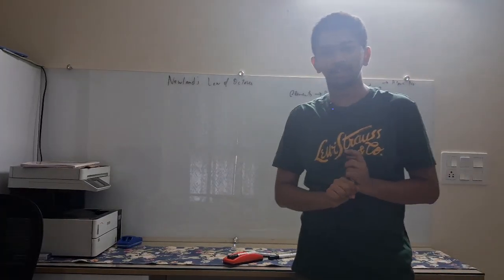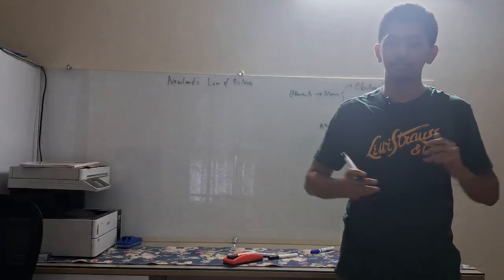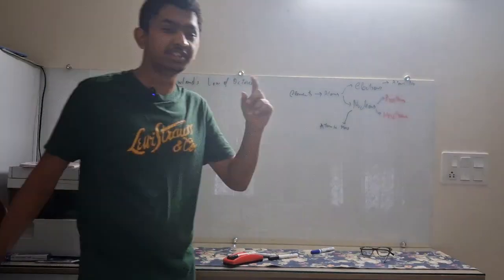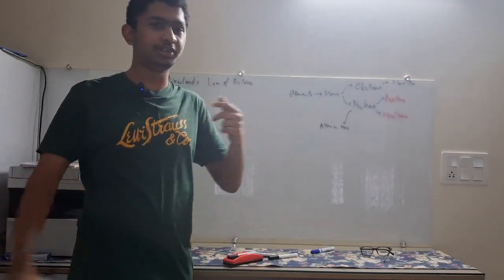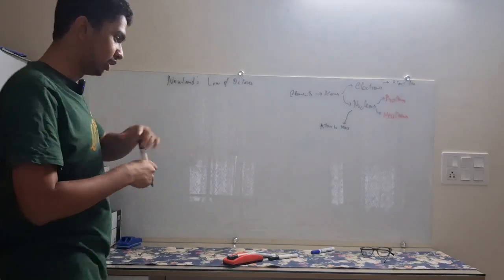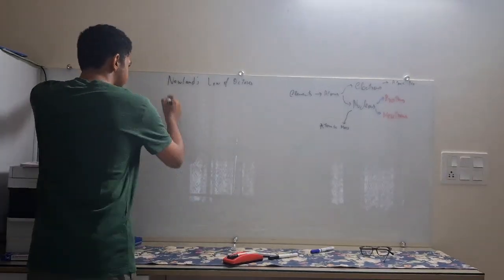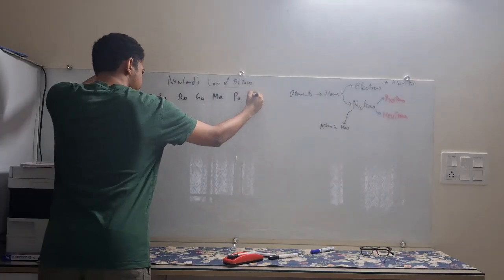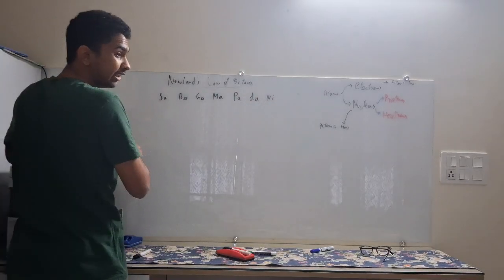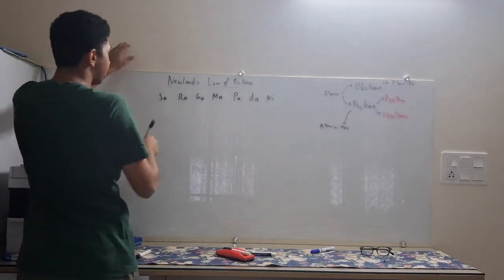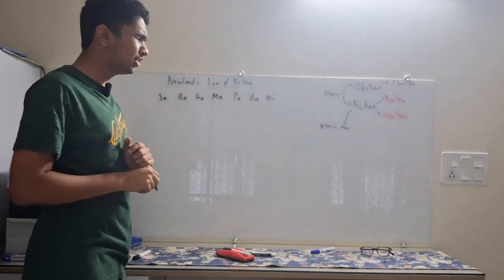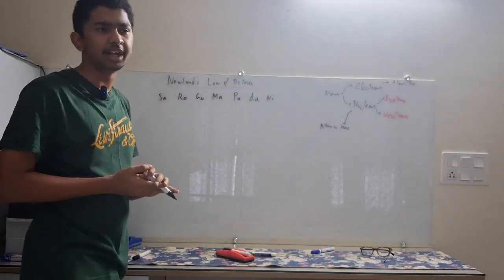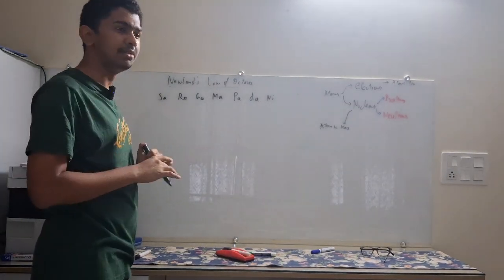And the funny part is, Newland actually was a very big fan of music. Music has 7 tones. One octave has 7 tones. Please sing along so I don't embarrass myself. He started putting elements. Now remember, this is the time of 1865. So at this time we have 63 elements.